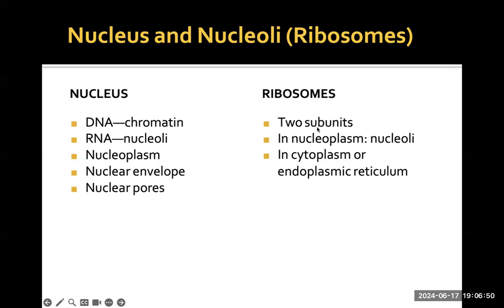A ribosome is going to be a two-subunit structure that is in the nucleoplasm, specifically the nucleoli. And then in the cytoplasm or endoplasmic reticulum, which is basically just saying we have ribosomes all over the place, because their function is to synthesize or create proteins.